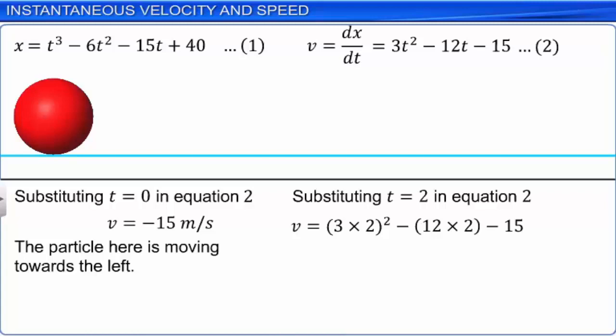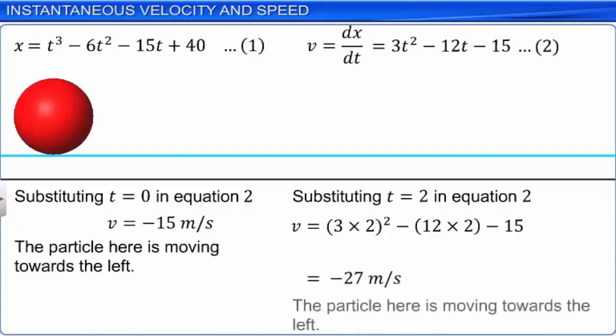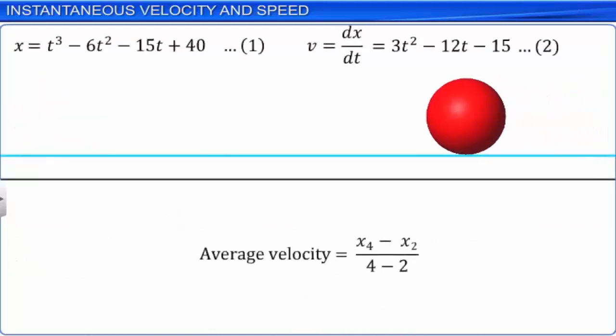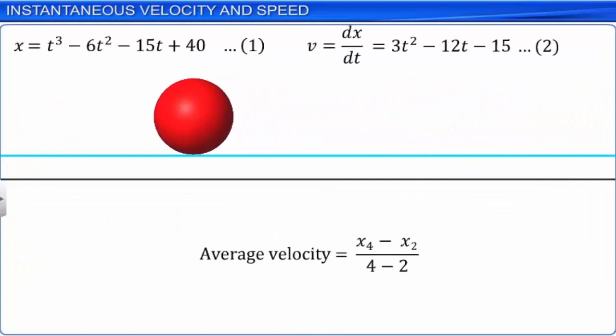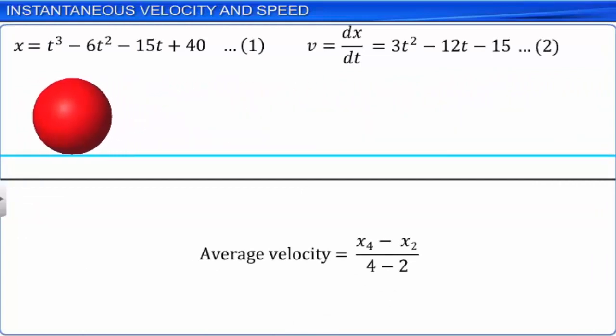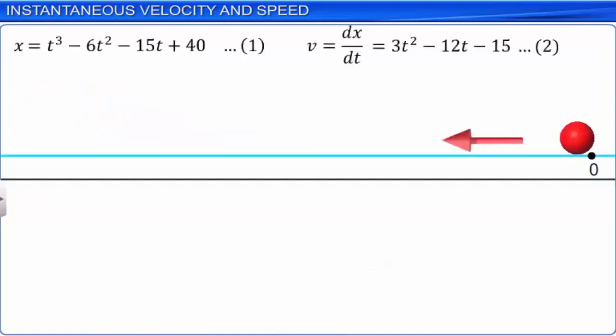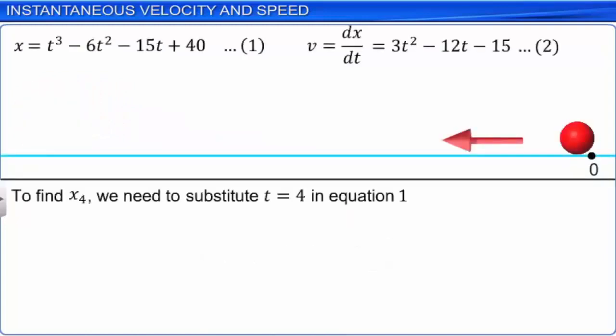Average velocity is equal to x4 minus x2 by 4 minus 2. To find x4, we need to substitute t equal to 4 in equation 1. x4 equals 4 cube minus 6 multiplied by 4 square minus 15 multiplied by 4 plus 40, which is equal to minus 52 meters. The particle is situated to the left side of the origin.